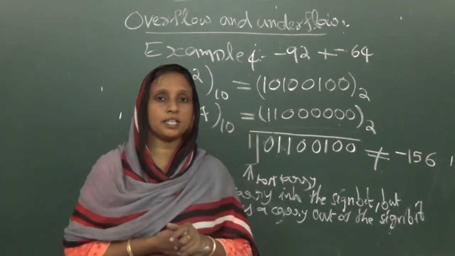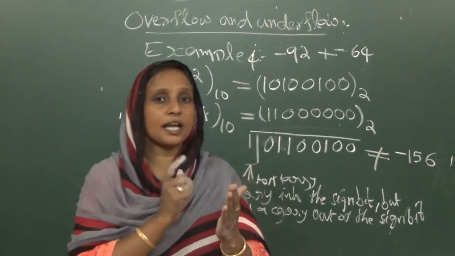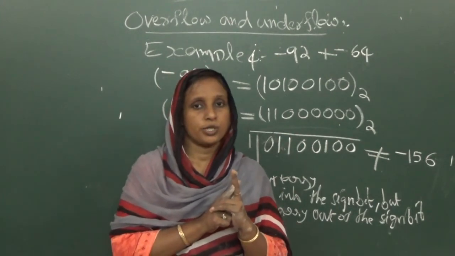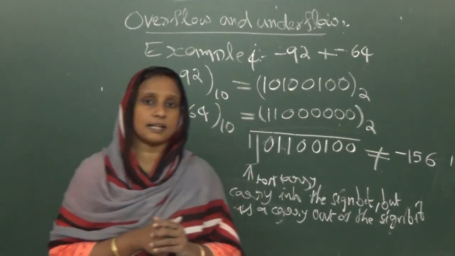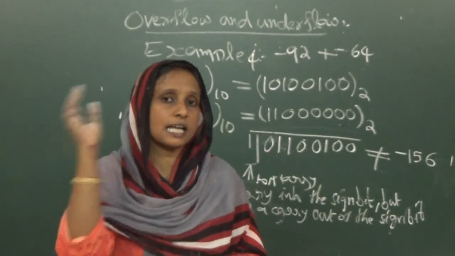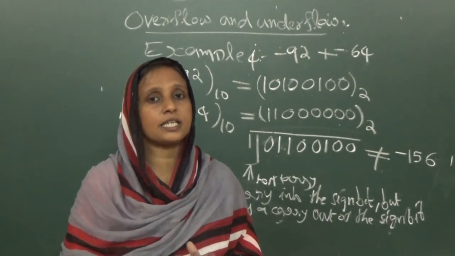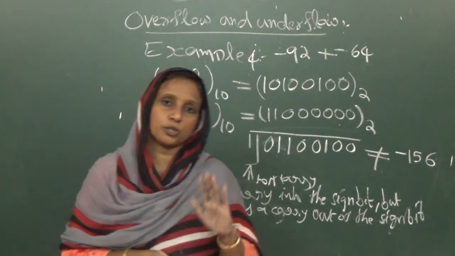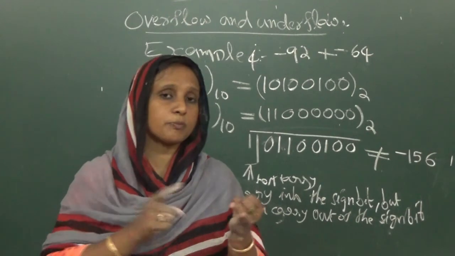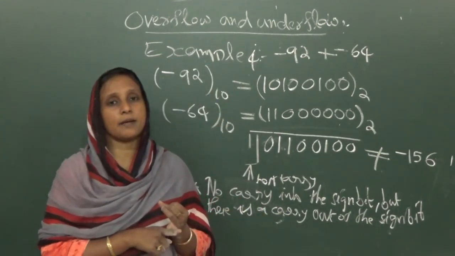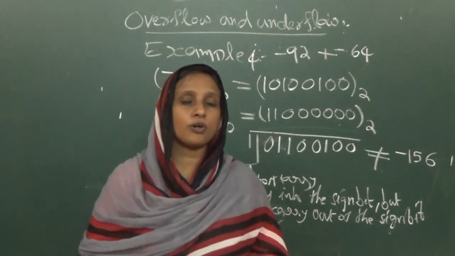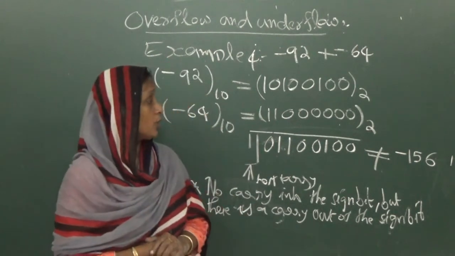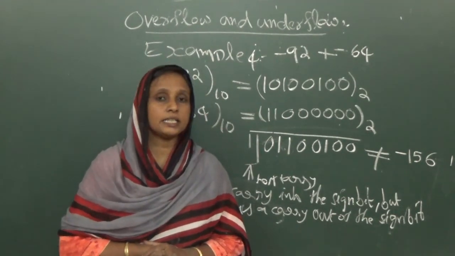Here we can see that when there is a mismatch in the carry to the sign bit, there is overflow or underflow. So if you get a correct answer, there should be a match. If there is a carry into the sign bit, there should be a carry out of the sign bit. If there is no carry into the sign bit, there should be no carry out of the sign bit. If there is a mismatch in this case, overflow or underflow happens. Okay, so I hope that you can understand binary arithmetic.